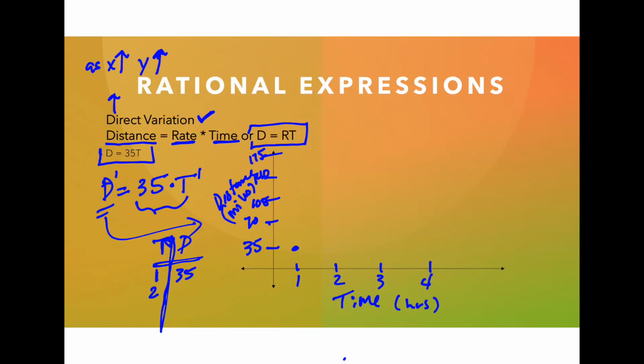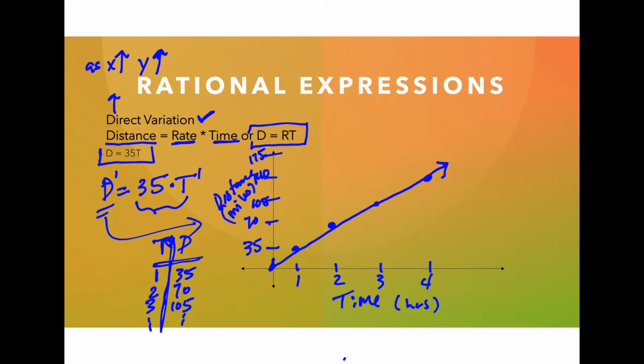2 would be 2 times 35, which is 70. So that gives me this right here. 3 gives me 105, and so on and so forth. You can see I kind of set this up to graph really nicely. And in fact, 0, 0 is also a point, if I haven't driven yet, time is equal to 0.